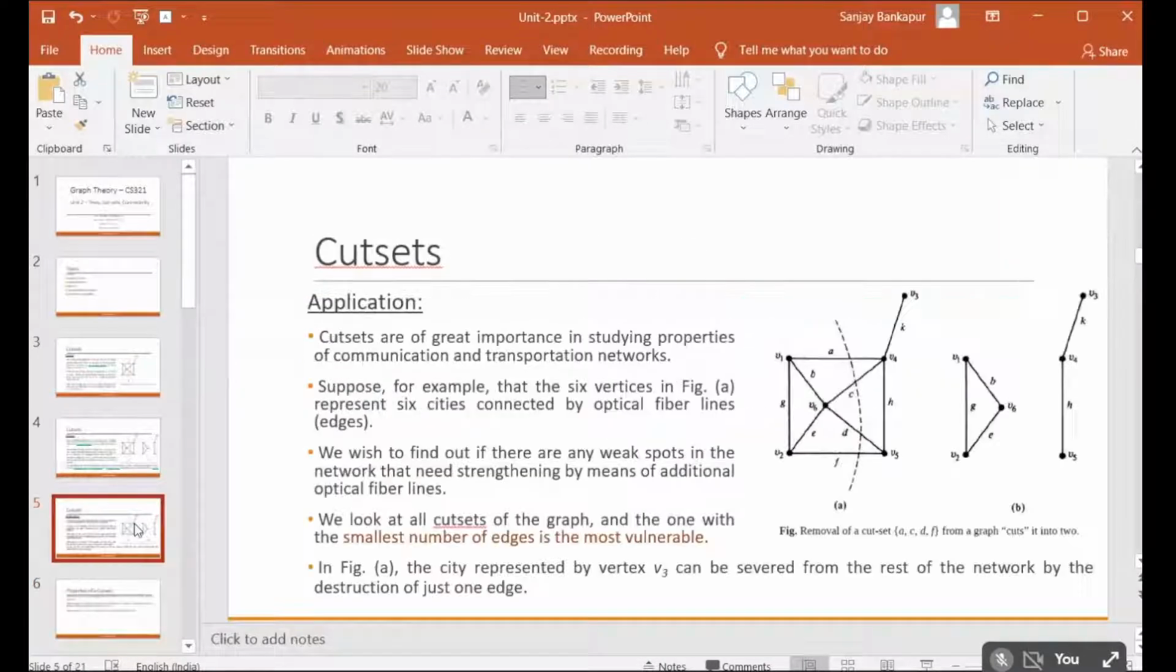Before going to properties, any questions for cut sets? Cut is the word for removing those edges. A cut set is a set of edges such that removing those edges, as a minimal subset, disconnects the given graph G.